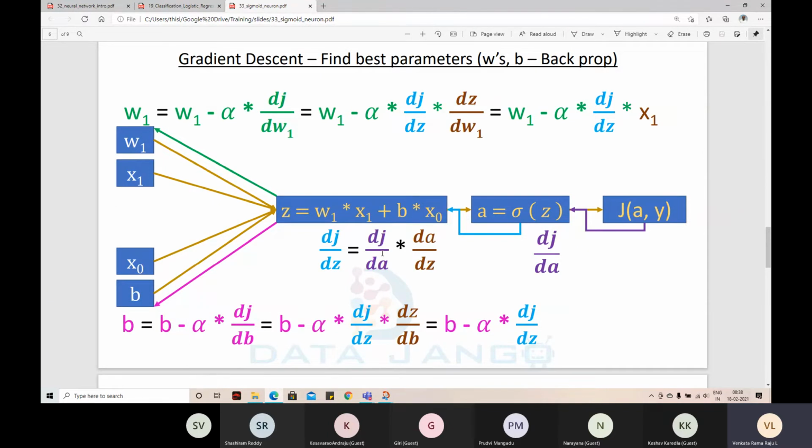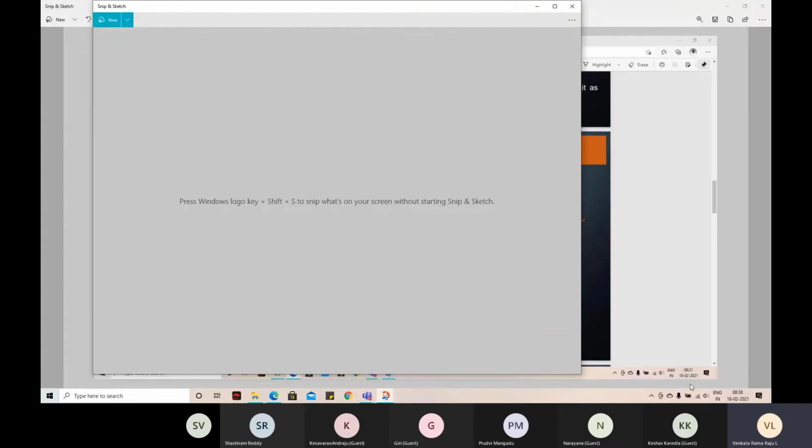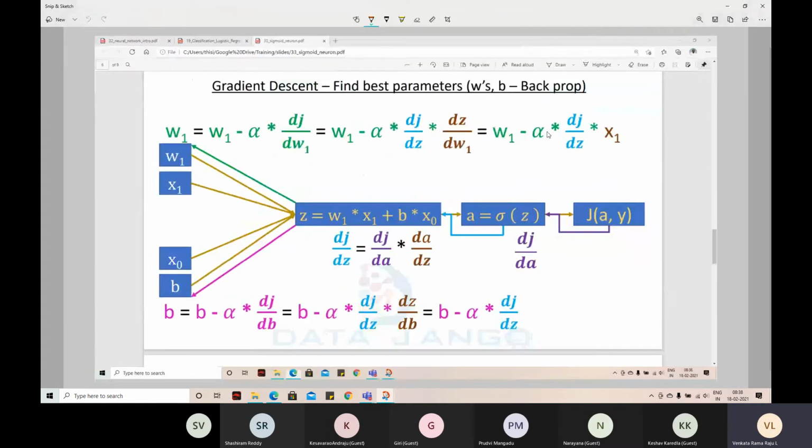So let me try to write it in a simple way. Give me 1 second. If you look at that, it may be confusing. So this is how it is. W1 is equal to W1 minus alpha into, you can directly calculate this function's derivative using W1 because it is in terms of W1, right? dZ by dW1. I am putting that there.